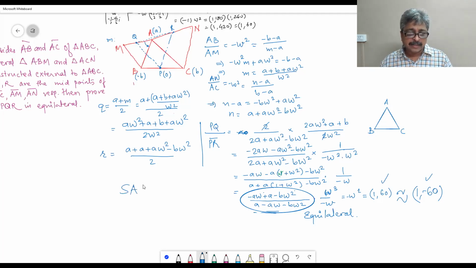SAS. If two sides of triangle are equal and their angle between them is 60 degree, it is equilateral triangle. Are you asking that? Okay, sir. This is SAS. Okay.